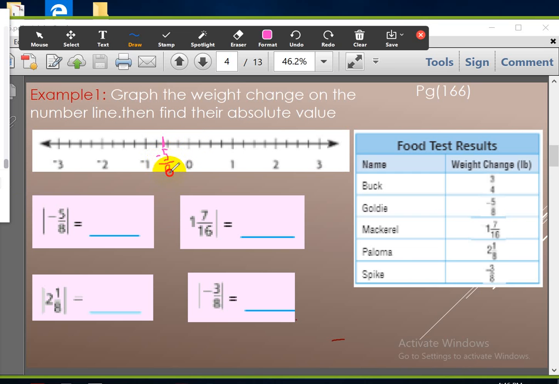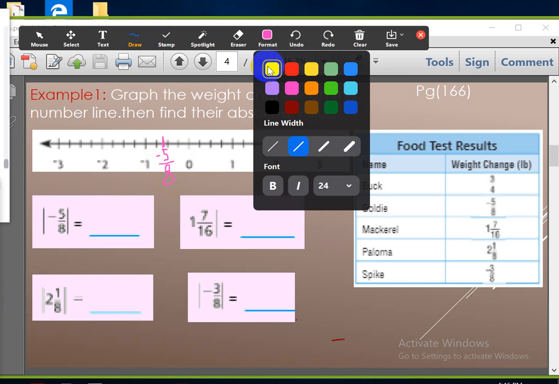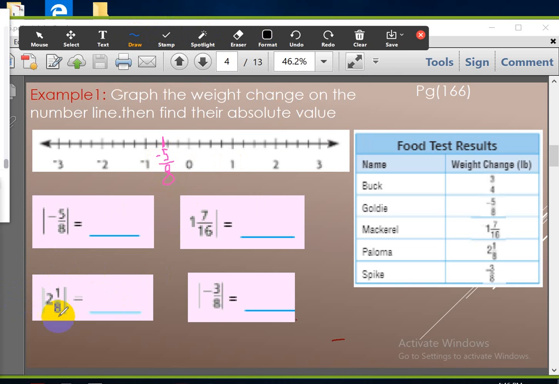What is the distance between 0 and -5/8? Yes, Farah, open your mic and answer me. Farah? Yes. What is the absolute value of -5/8? 5/8. Very good, Farah. So the absolute value of the number will be the same number without the negative sign, with the positive, okay?